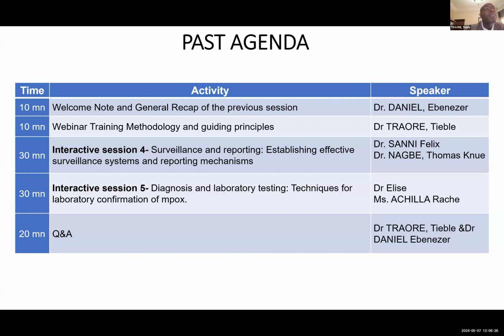Now, the section 5 from last session was covered by Dr. Elise and Mrs. Rachel Achila. They covered the diagnosis and laboratory testing system, the different technology used for mpox. You have seen the real-time PCR, very sensitive, and rapid test. They talked about it, and there is a challenge, but colleagues are working with different manufacturers to improve that diagnostic test, so that it can be used on the ground.